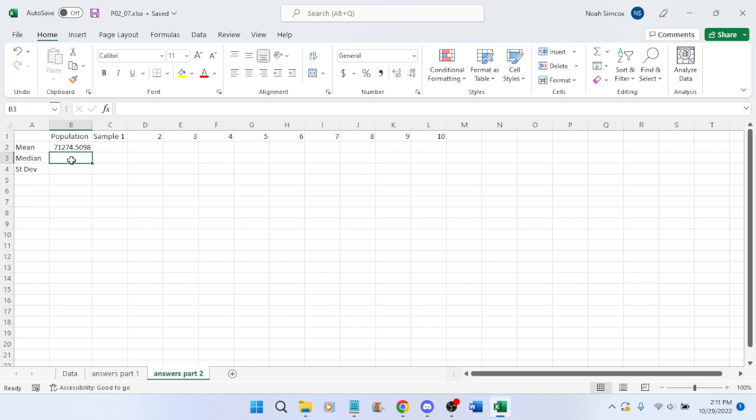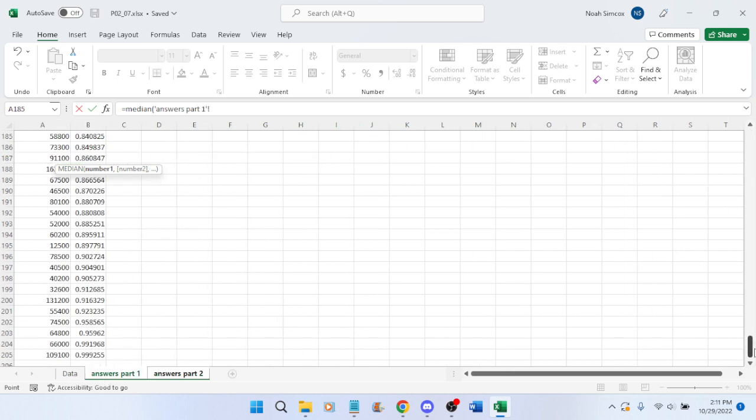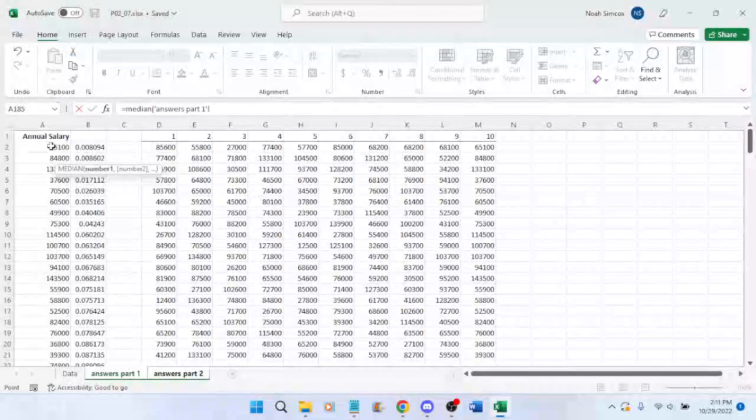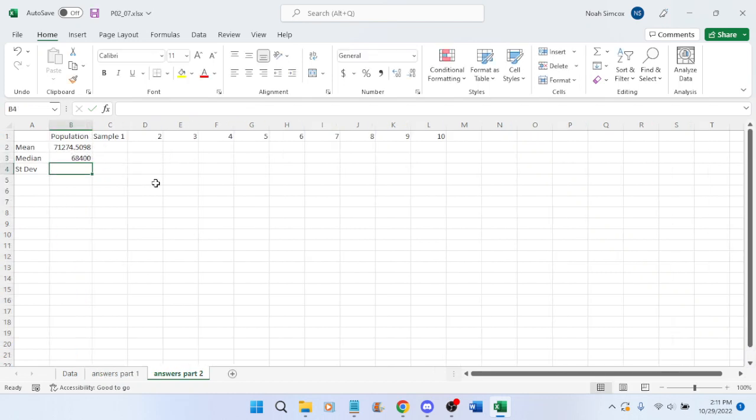The median. So median of these. There you go. Standard deviation.